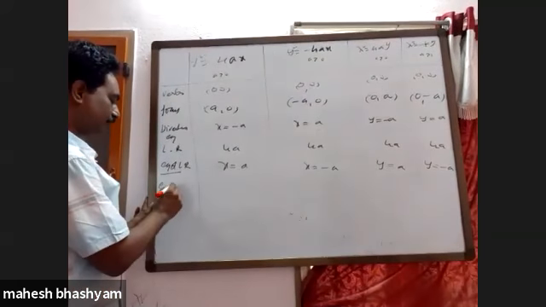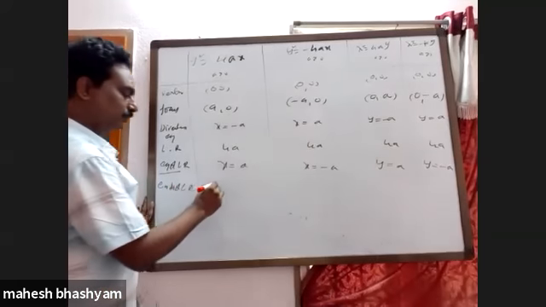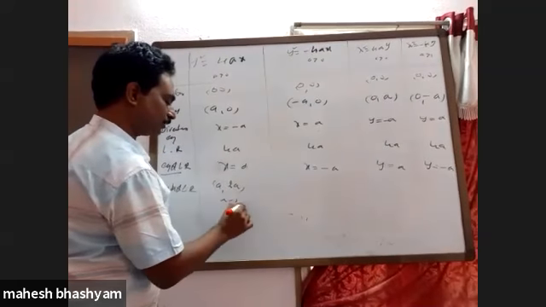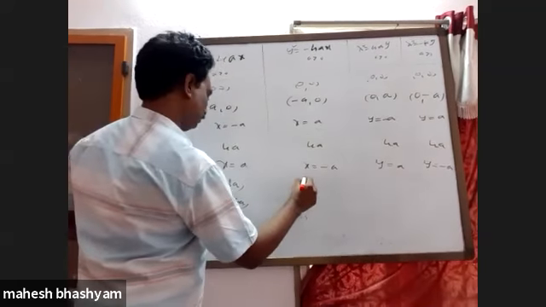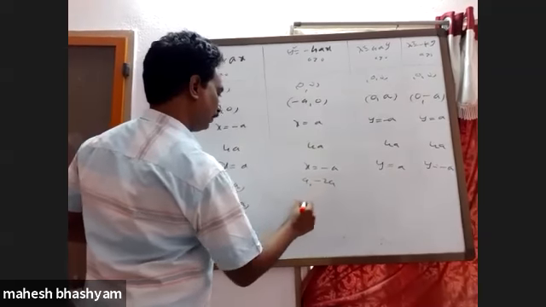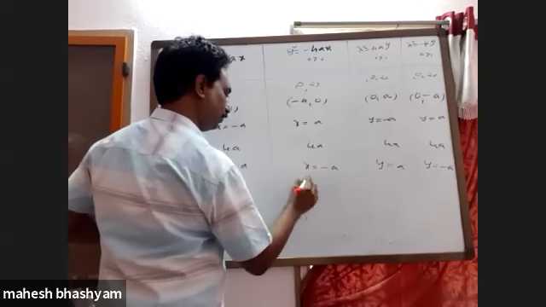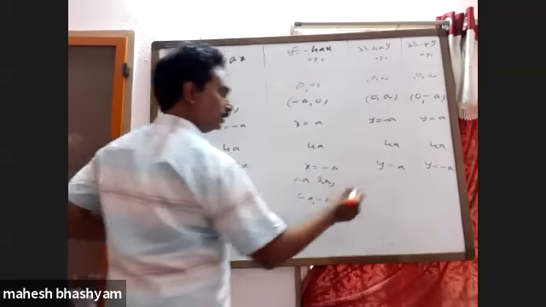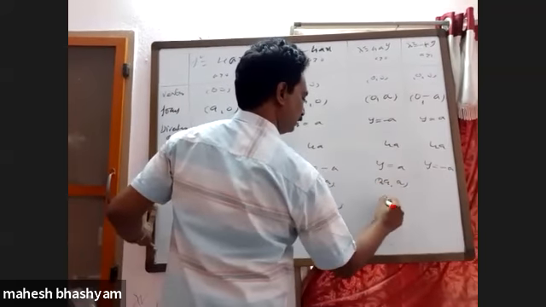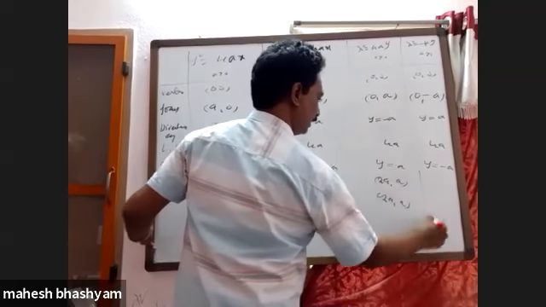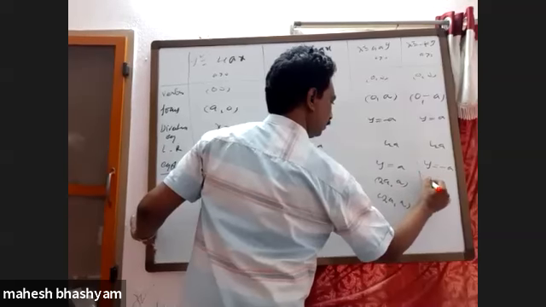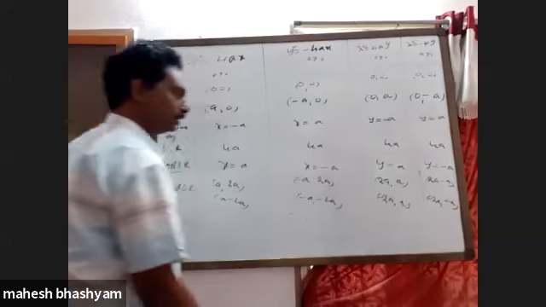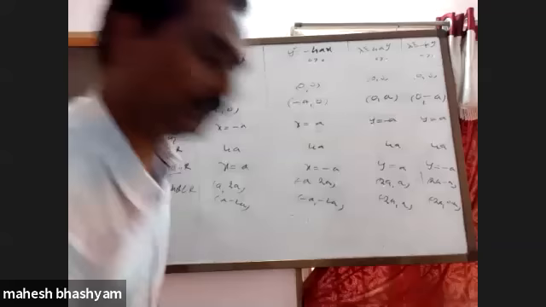Ends of latus rectum. Here it is a comma 2a and also a comma minus 2a. Here it is minus a comma 2a and minus a comma minus 2a. Here 2a comma a and minus 2a comma a. Here 2a comma minus a and minus 2a comma minus a. These are standard formulas.